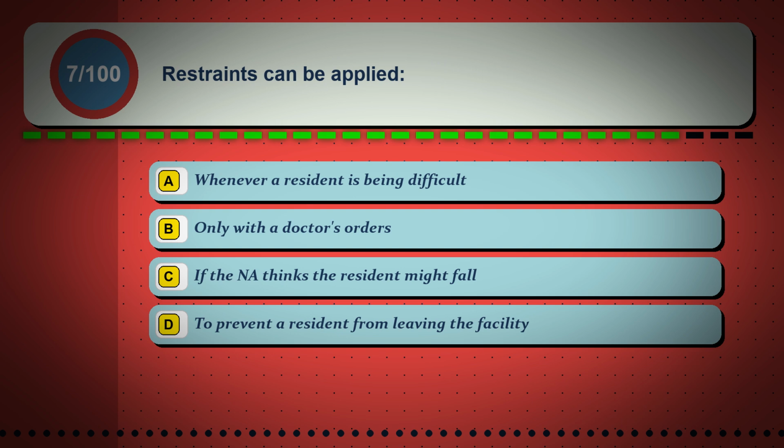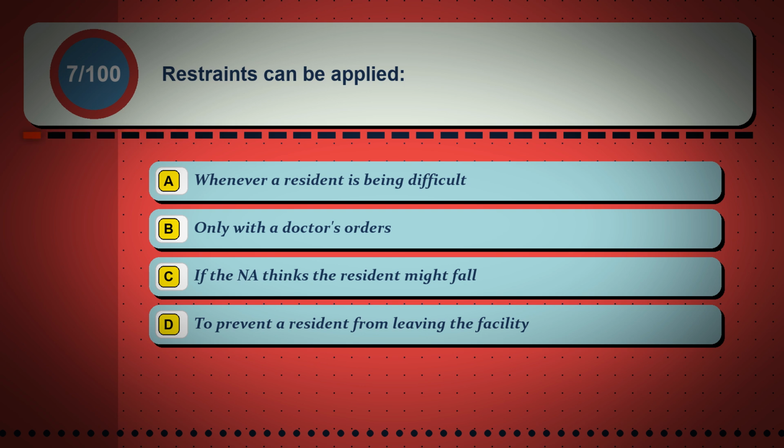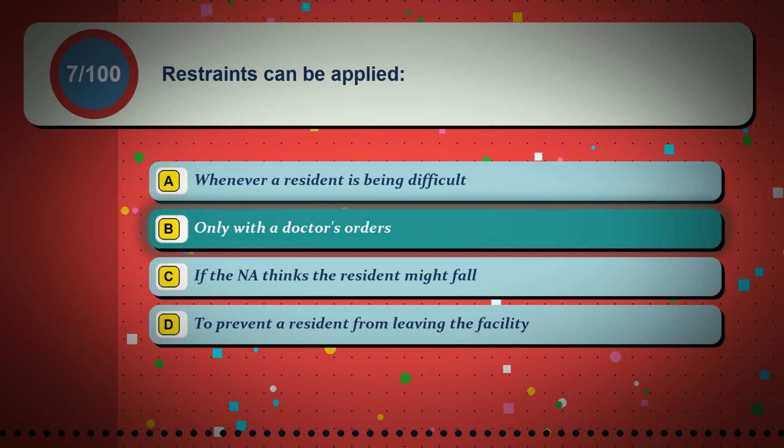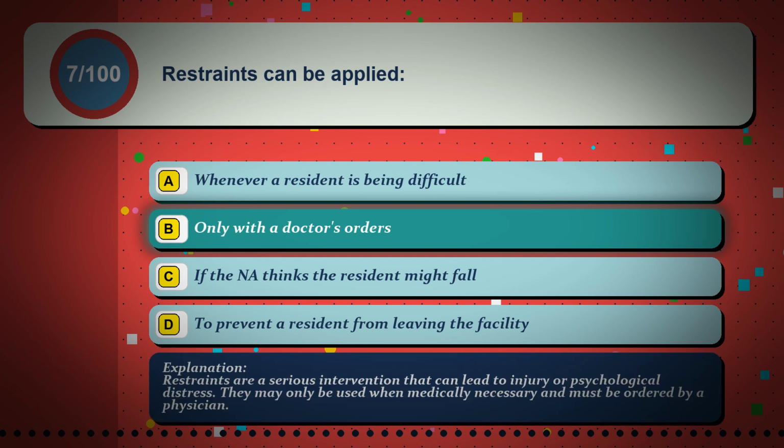Question 7. Restraints can be applied: Option A, whenever a resident is being difficult. Option B, only with a doctor's orders. Option C, if the NA thinks the resident might fall. Option D, to prevent a resident from leaving the facility. The correct answer is option B, only with a doctor's orders. Restraints are a serious intervention that can lead to injury or psychological distress. They may only be used when medically necessary and must be ordered by a physician.